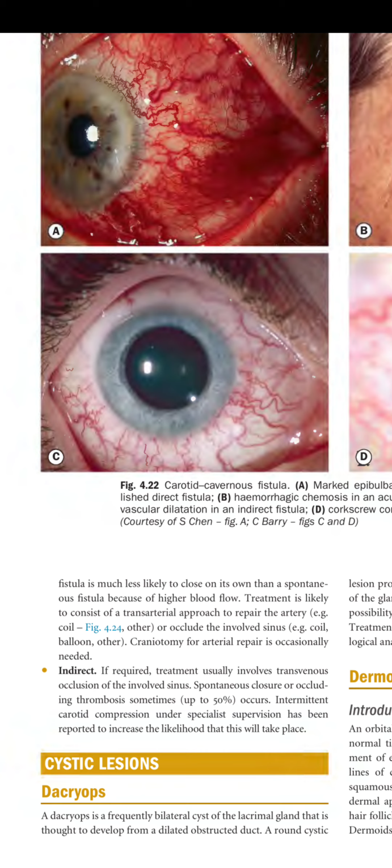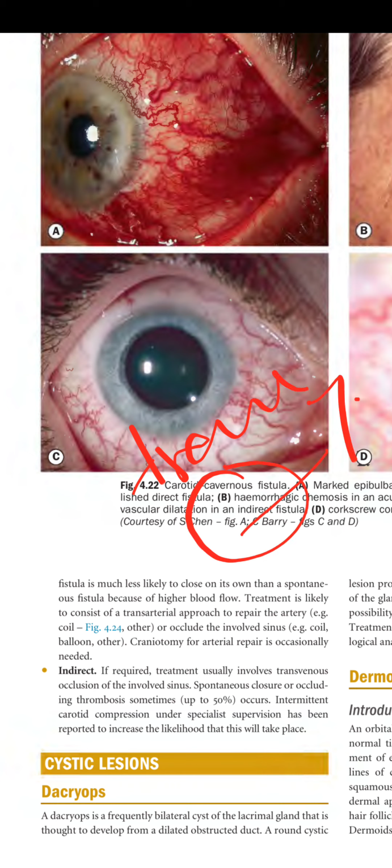Treatment is likely to consist of a transarterial approach to repair the artery, for example coil or other, or to occlude the involved sinus, for example coil, balloon, or other. Craniotomy for arterial repair is occasionally needed. So there is a procedure to repair the artery. It is a transarterial approach, and you place the balloon or coil in the artery, so it will disrupt the connection between the carotid and the cavernous sinus.